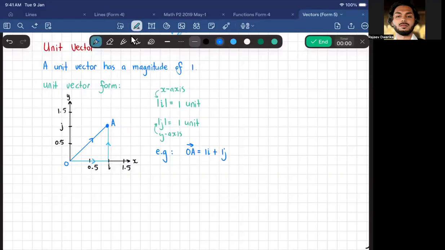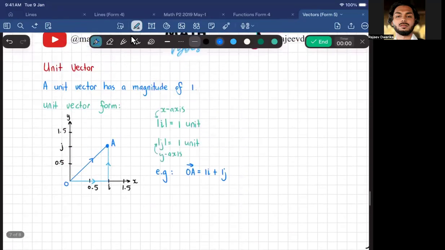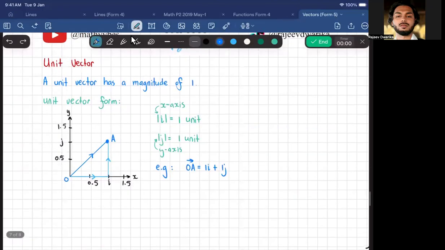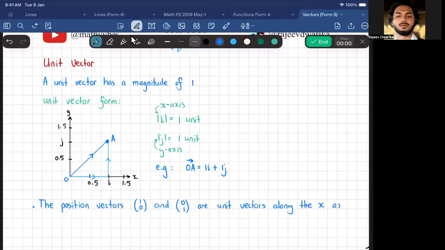Now I'll show you all an example of a unit vector just now. This is just a unit vector form. So you need to know that the position vectors (1, 0) and (0, 1) are unit vectors along the x-axis.